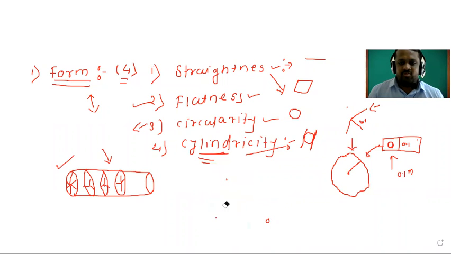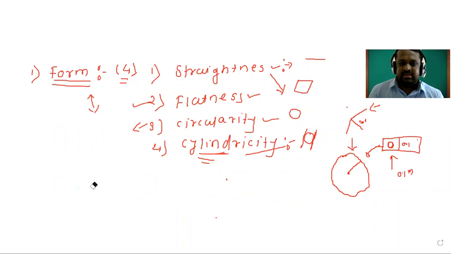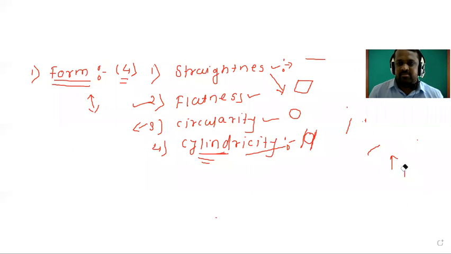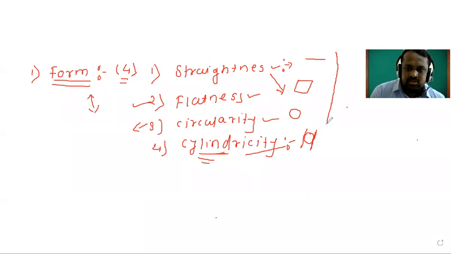How much it is straight, how much it is flatness, how much it is circularity, and how much it is cylindricity. Okay, and now simply you have to remember the symbol for that. See, these are the symbols. And one more point is, for these form geometrical tolerances, there is no requirement of the datum.